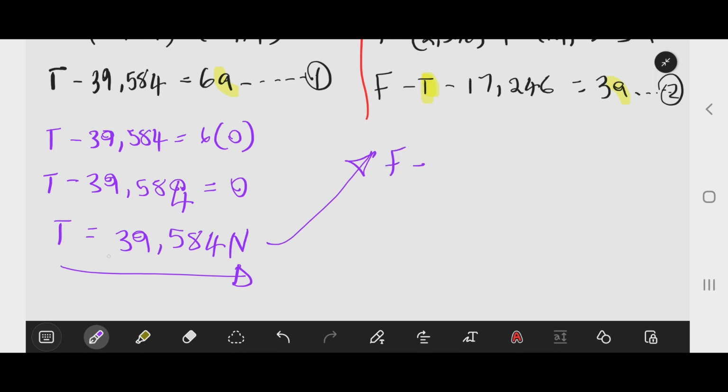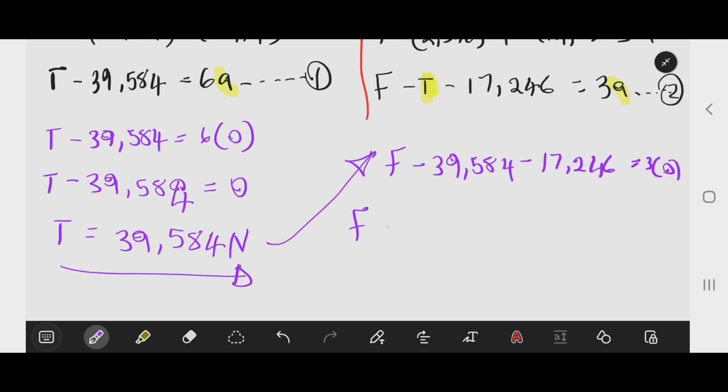Okay, so that is our tension, and we can substitute our tension in that equation now, whereby we'll have the applied force minus the tension, which is 39.584, minus 17.246 equals 3 multiplied by 0, which is our acceleration, since they are moving with a constant velocity.